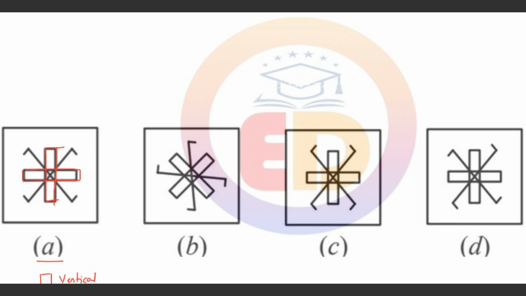We can also find the similar rectangle in the third figure. In the third figure too, we have a horizontal rectangle and a vertical rectangle.